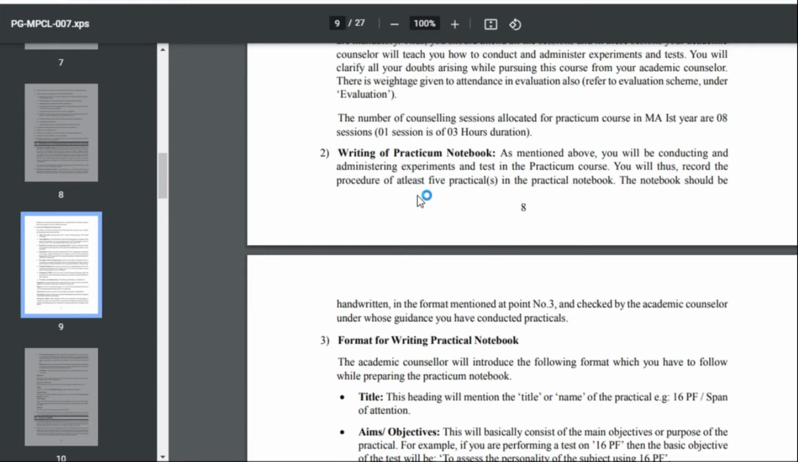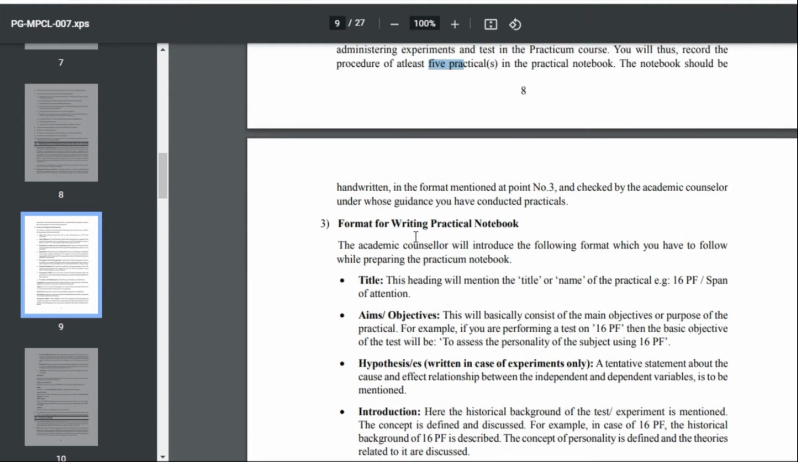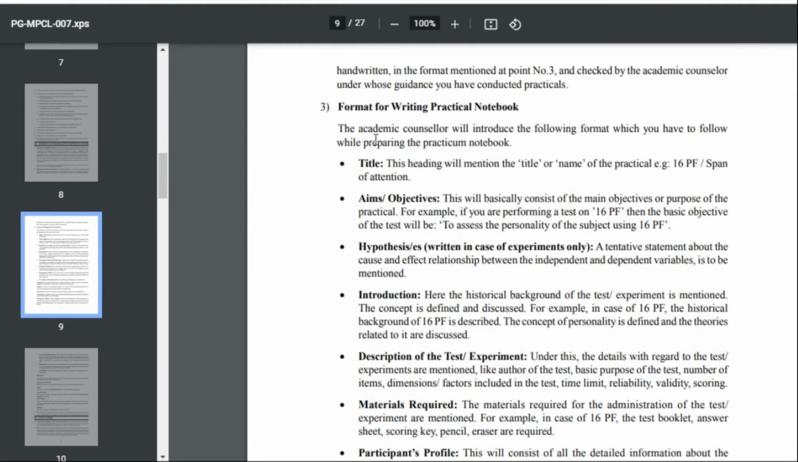So moving on to the writing of the practical notebook, you will record the procedure of at least 5 practicals. So the study center will explain and conduct at least 5 practicals out of the 8. Now writing the practical notebook, this is how you are going to write. These are the points that will be covered.